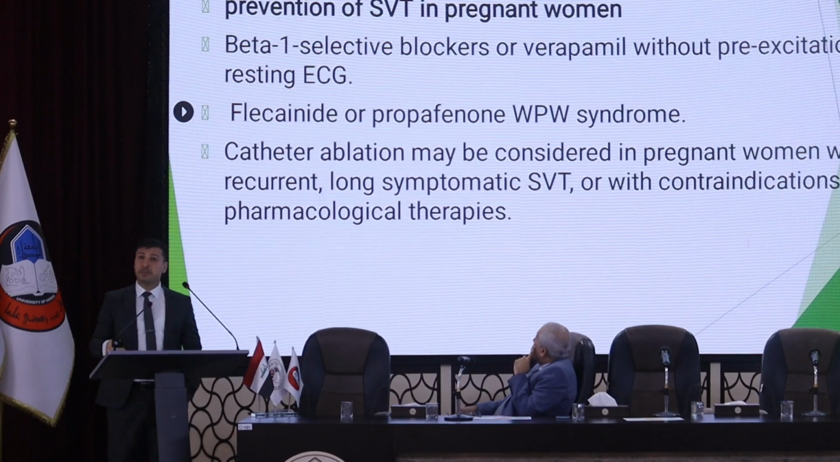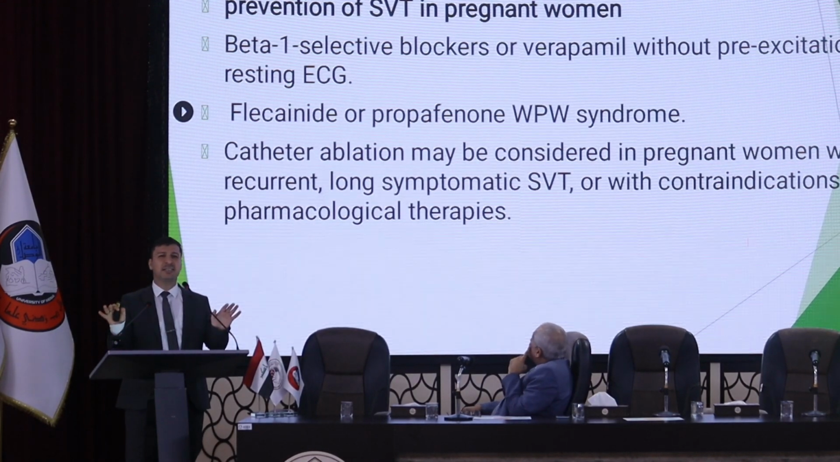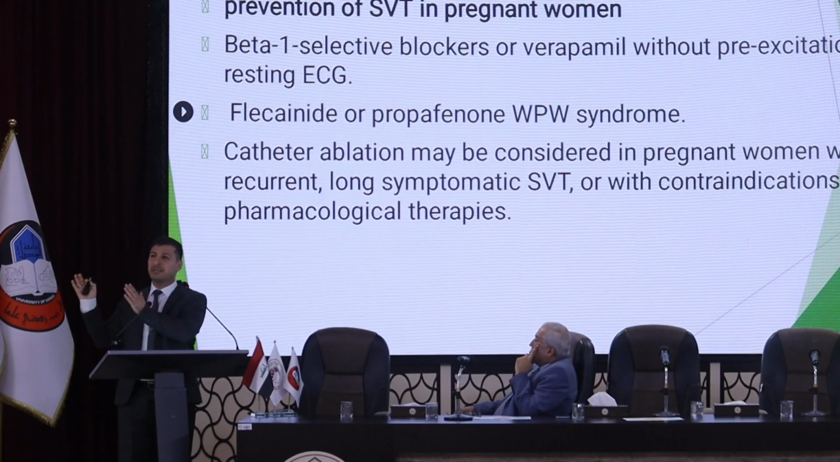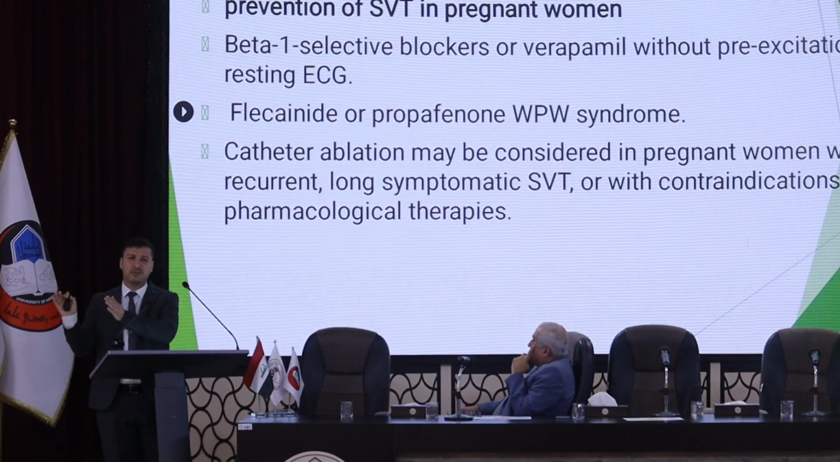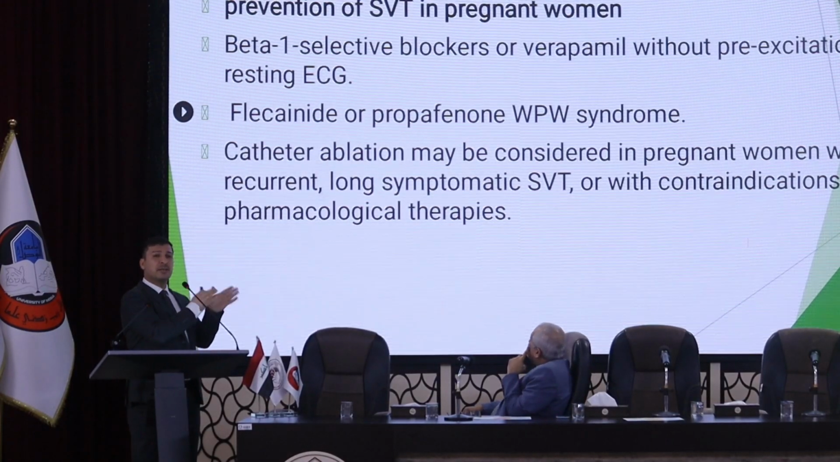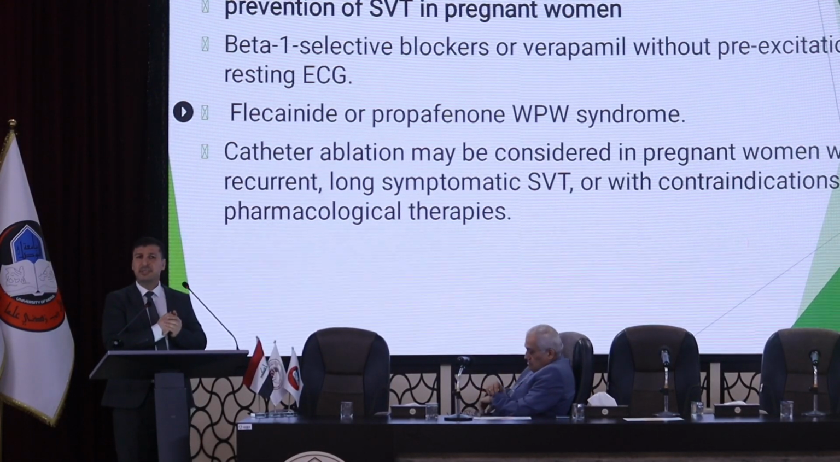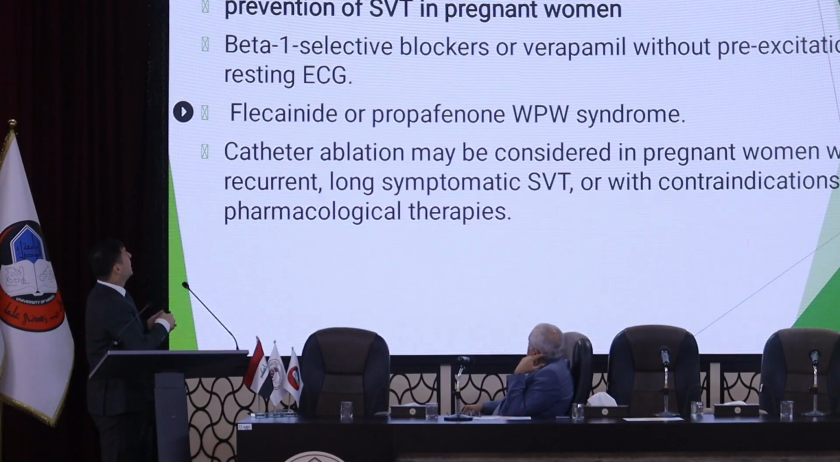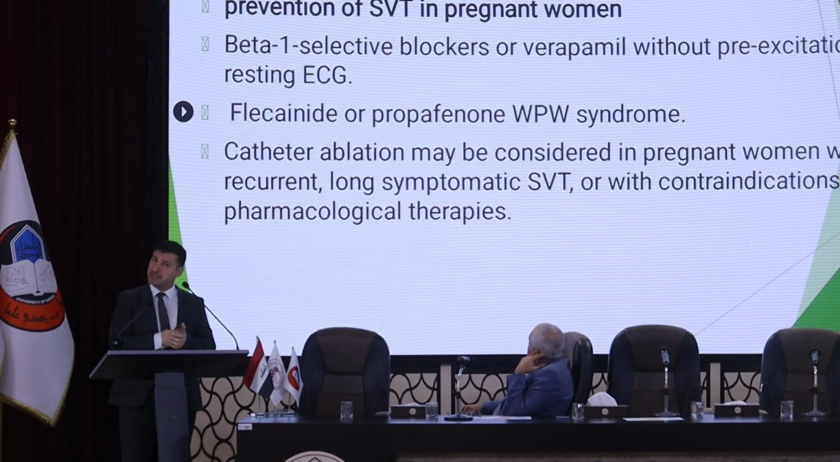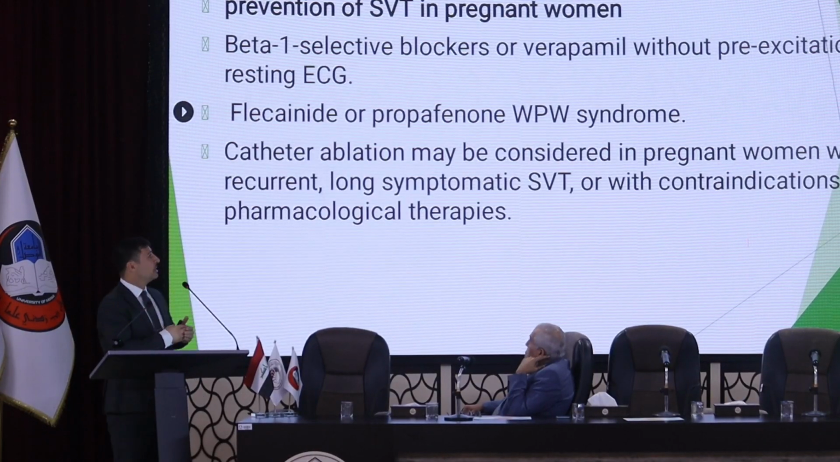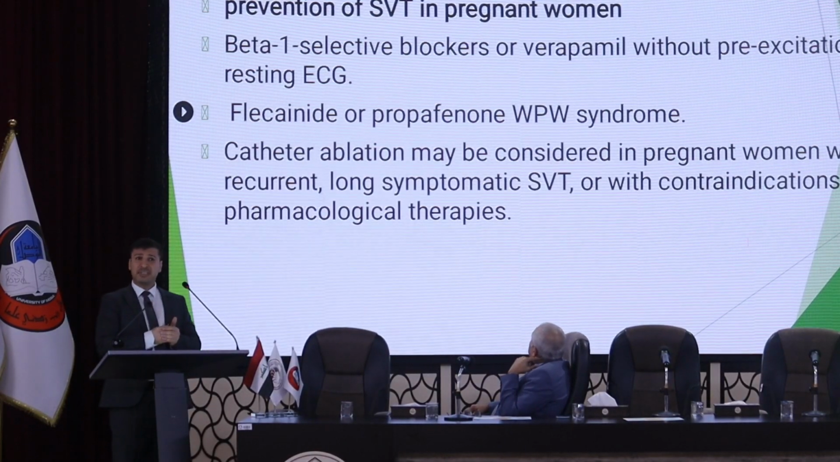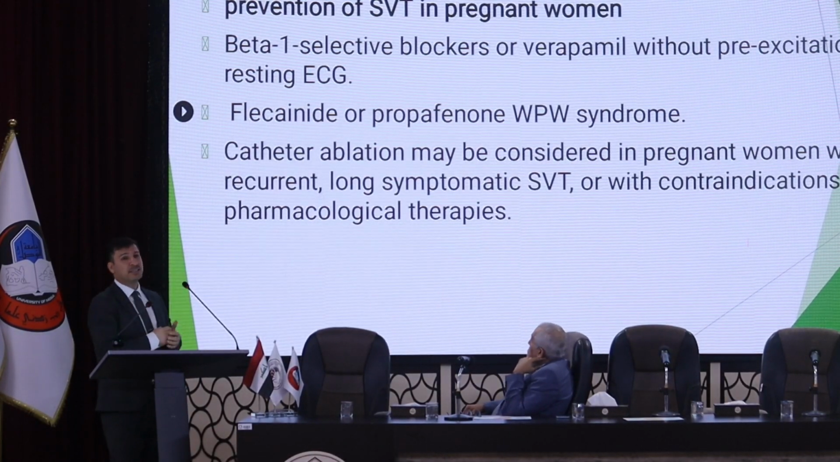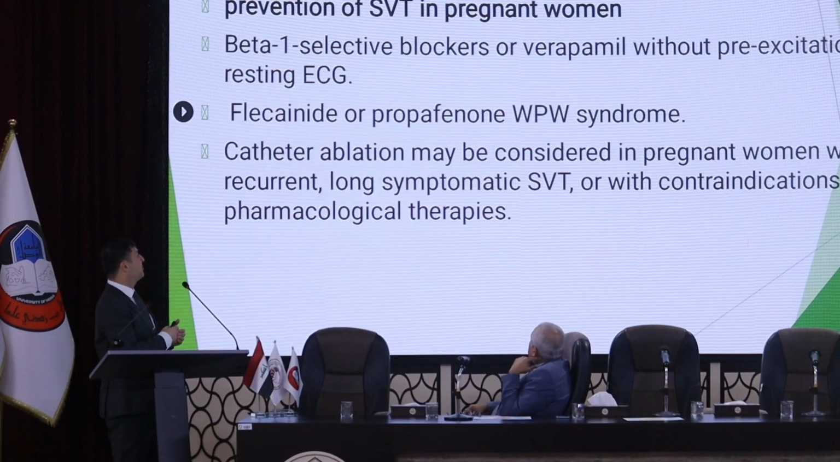SVT in a pregnant lady is managed the same as in a non-pregnant lady. If hemodynamically unstable, electrical cardioversion. If hemodynamically stable, vagal maneuver, IV adenosine, or IV beta blocker. So how to prevent it? Beta blocker can be used to prevent it. But if we have Wolff-Parkinson-White syndrome, flecainide or propafenone can be used.